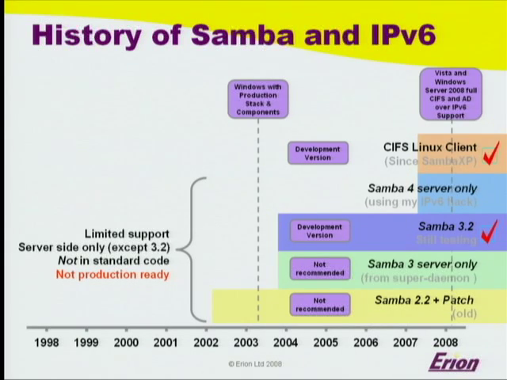Now, Samba 4 can be IPv6 enabled with a hack. Early last year, the Linux CIFS client, myself and Steve French, got that to do the first connection over IPv6 to Windows Server 2008. So, by the time Windows Server 2008 comes out, all of the Samba family that matters will hopefully be IPv6 enabled.